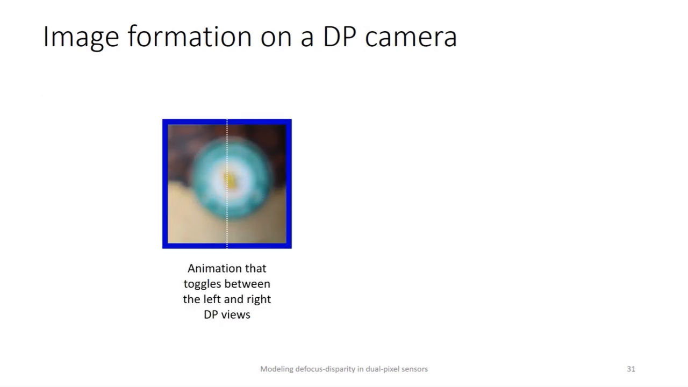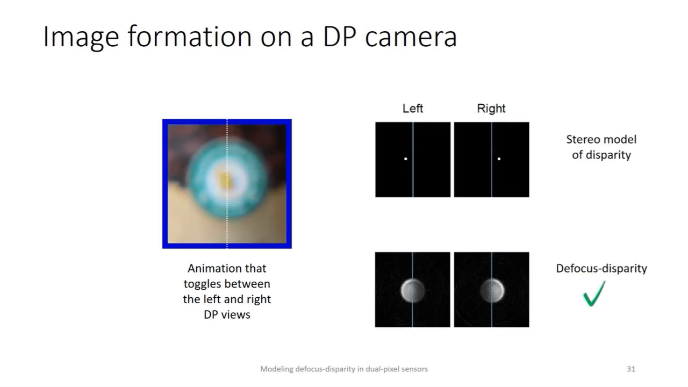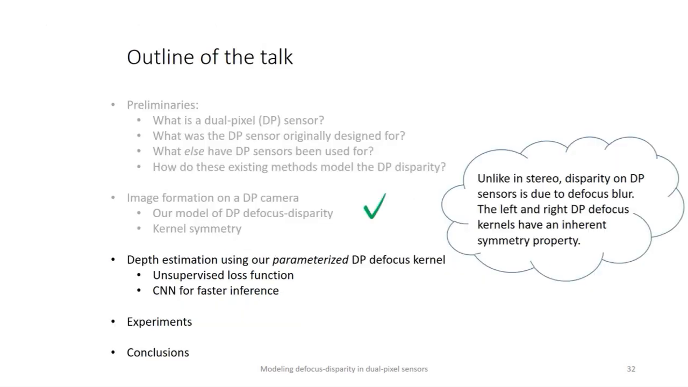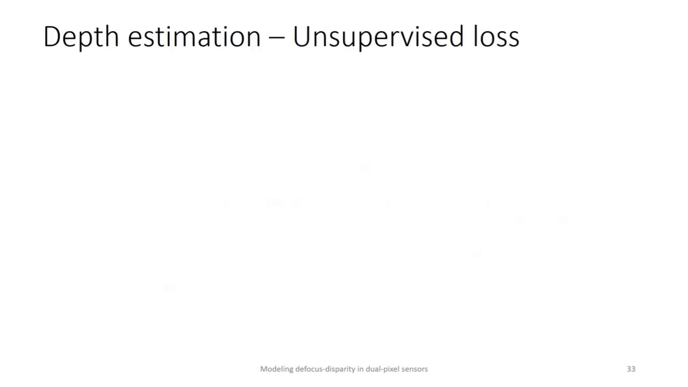To summarize this section, the disparity observed between the left and right DP views is the result of blurring by these two opposite blur kernels and is not due to an explicit shift in image content as in classical stereo. We have seen that DP disparity is due to defocus blur, and furthermore, the left and right kernels have an inherent symmetry property. In this work, we are targeting the problem of depth estimation from DP data.